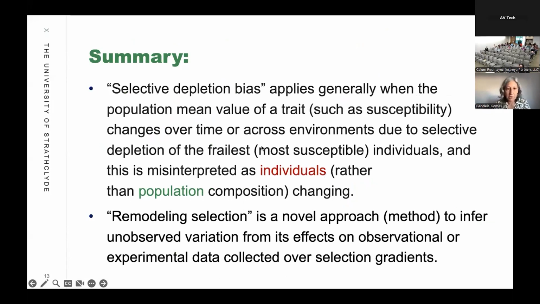This is my last slide. As I said, selective depletion bias applies generally. This is not only about infectious diseases, it applies more widely. In ecology and evolution, models usually do not take this selective depletion bias into account, so we are starting to do this beyond infectious disease modeling as well. Modeling selection is a novel approach to infer unobserved variation from its effects on observational or experimental data collected over selection gradients. Okay, thank you very much for your attention.